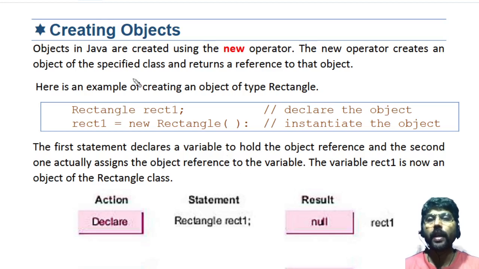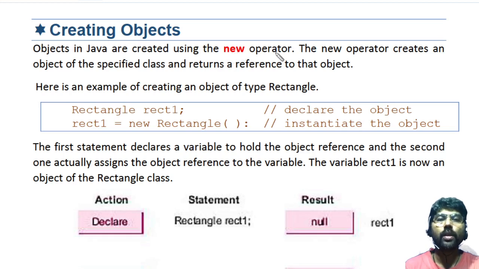Next one is called creating objects. In Java, objects can be created by using a keyword called new. The new operator is used for creating objects. This new operator creates an object of the specified class and it returns a reference to that object.